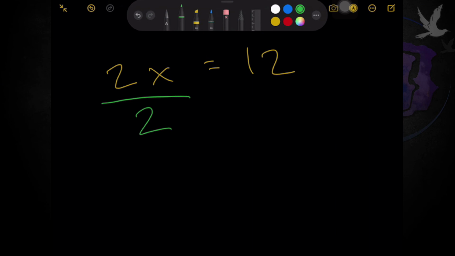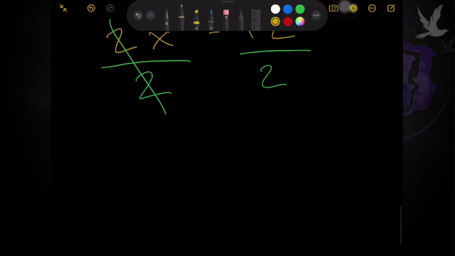So in this case, kina-cancel natin yan. What is the golden rule sa math? What you do in one side of the equation, you should also do that on the other side of the equation, which is in this case, since nag-divide kayo dito by 2 or over 2, you should also do it on the other side of the equation. Okay. So what's left now is x equals 12 over 2.